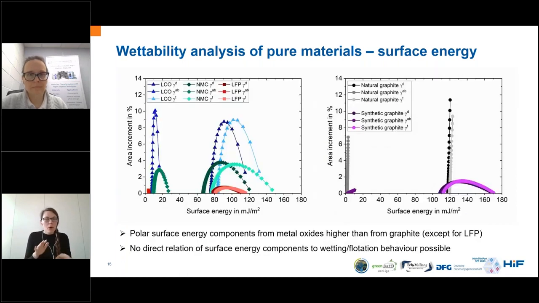If we now have a look at both of them, on the left we have the cathode materials, on the right we have the anode materials again. We cannot really say there's a general trend, because as we can see, the graphite is so different. We cannot say that the anode behaves like this and the cathode behaves like this. It's more of a complex story. For the polar surface energy components, they are a bit higher for the cathode materials, but also here we have the LFP with almost no polar components. So it's really hard to deduce anything from the surface energy. You really need to see the whole picture at the end.